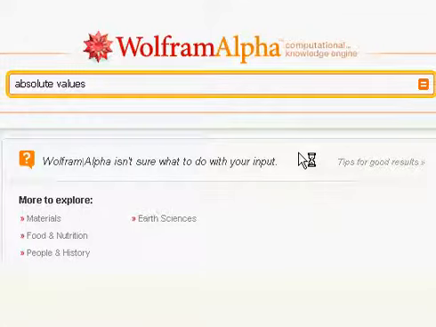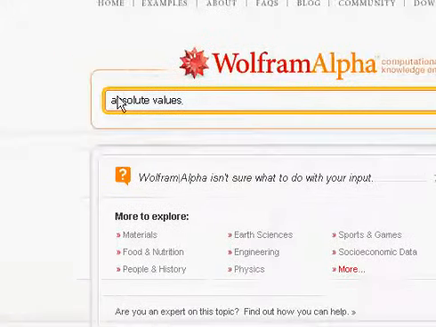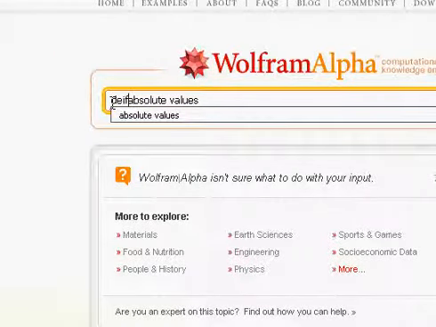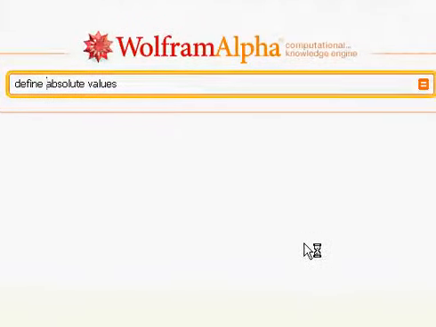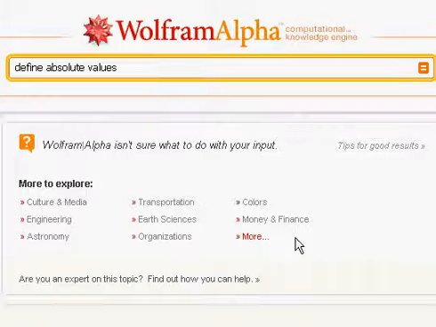Oh wait, let's try define. It likes it to be specific. So we're going to define absolute values. Nope, doesn't know what it is.